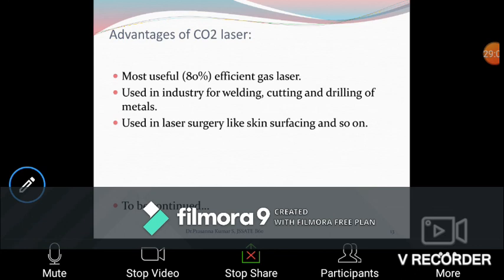CO2 lasers are also used in surgery, like skin surfacing. If you have any scar or some marks on the skin, you can remove them using CO2 laser technology. Any marks that have occurred due to some accident or some burning of the skin can be polished and removed by using a CO2 laser.